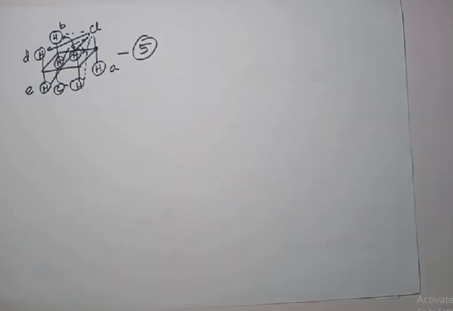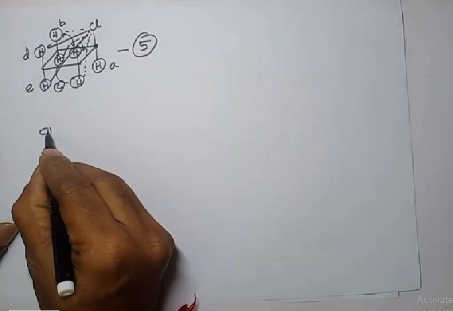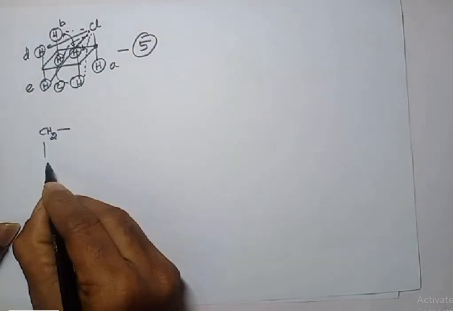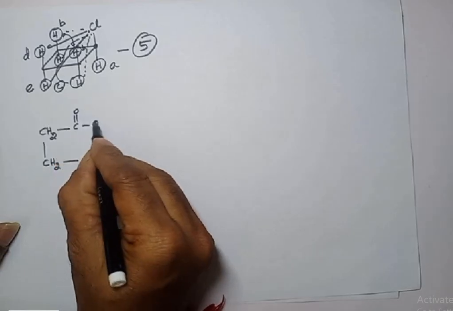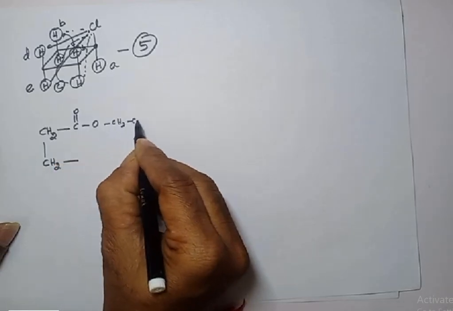Take 2. Yes, let me give a compound. You try to find out how many signals are there. How many signals do we get for this compound in the NMR spectrum?